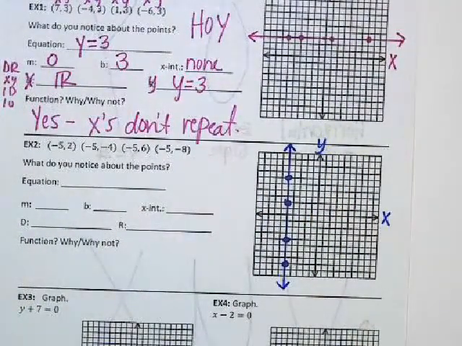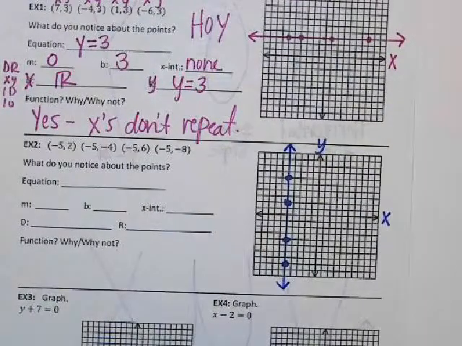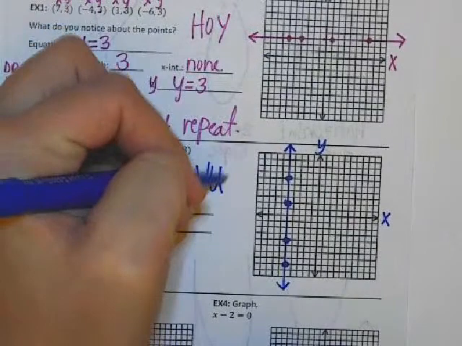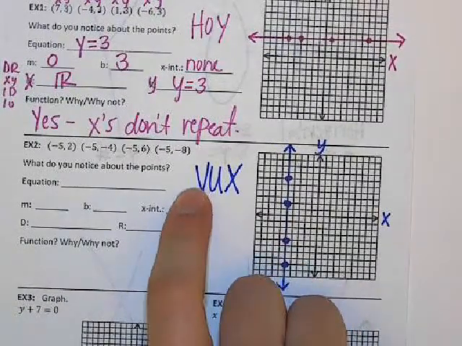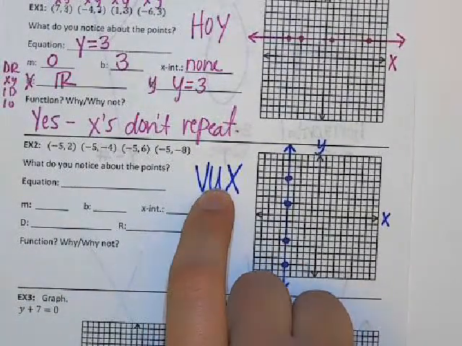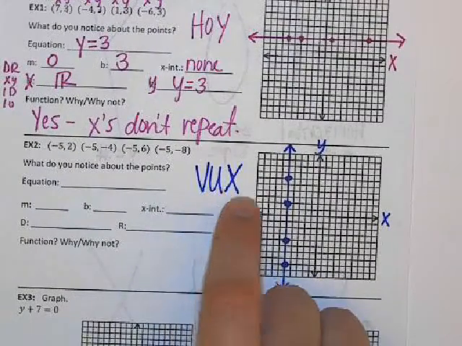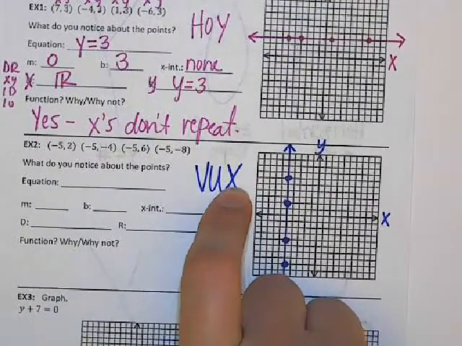Okay, what type of line is this? Vertical line. So I want you to write Bucks to help us answer the questions. Okay, what does V stand for? Vertical. U stands for? Undefined slope. X stands for? X equals a number.